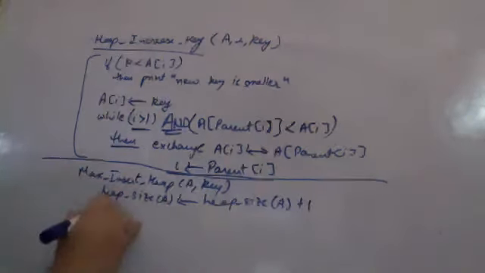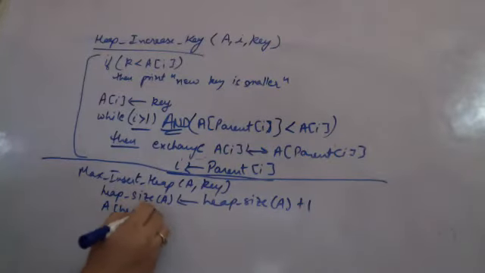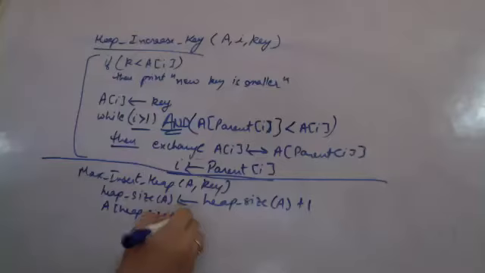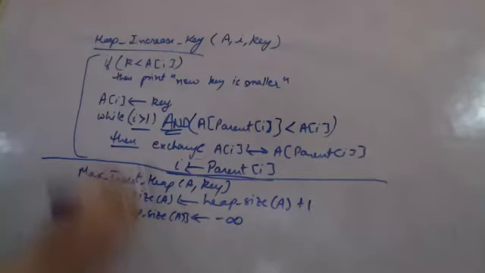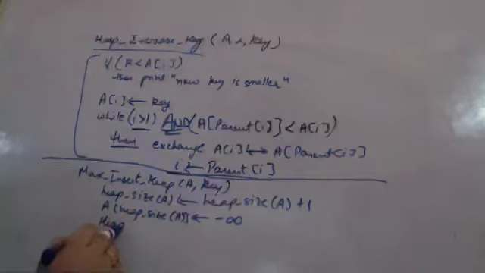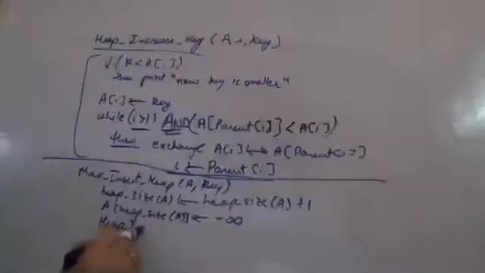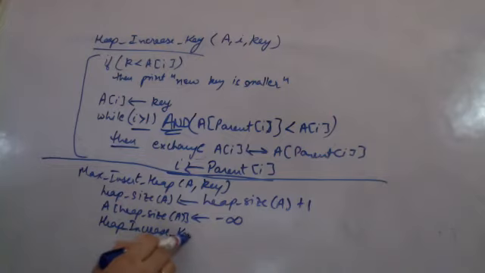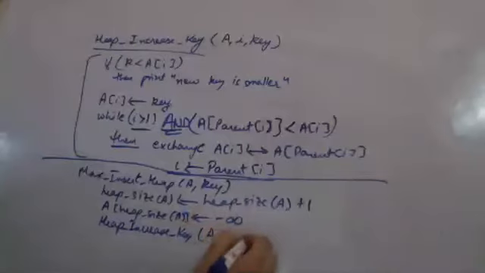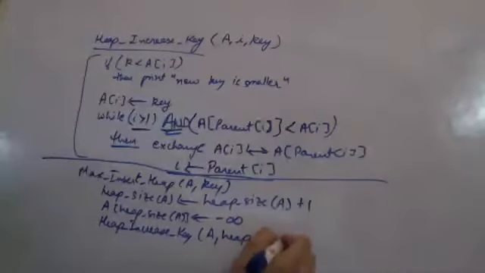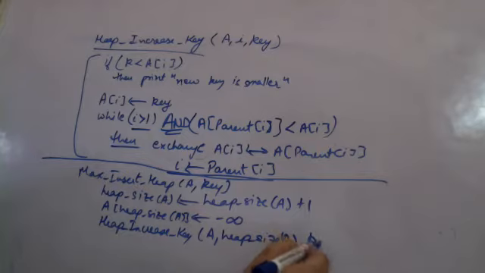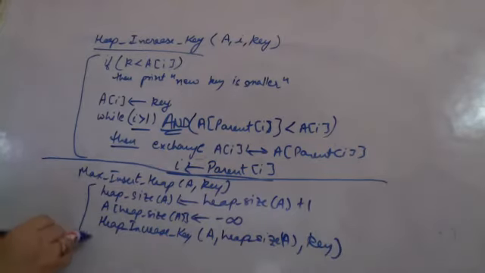Then at the new location, I am putting a value of minus infinity, so that this k will be less than minus infinity. ये condition कभी true नहीं होगी. And I am calling heap increase key on a. Now I, जो मैं pass कर रही हूँ, that is heap size of a. Update हुआ heap size of a and key I am passing, that is to be inserted. That's it. This is the code. So these are the two codes.